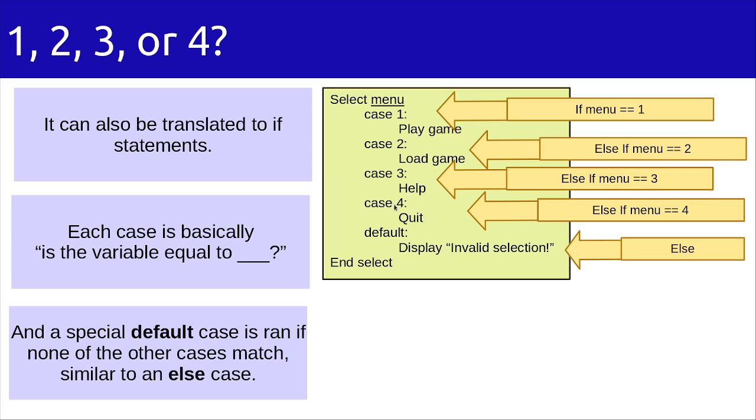So we could also just write these as if-else-if statements. So for instance, this would just be if menu is 1, if menu is 2, if menu is 3, if menu is 4, or else ifs for each of these. And then the default would be like an else statement.